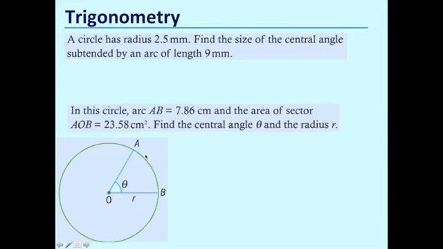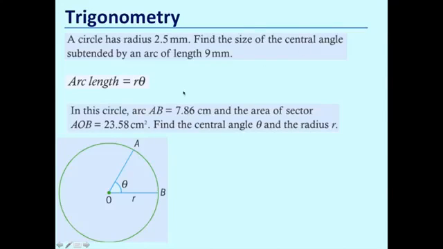In this circle, arc AB equals 7.86 centimeters, and the area of sector AOB equals 23.58 centimeters squared. Find the central angle theta and the radius r. Try and have a go at those, and then I will talk you through it.